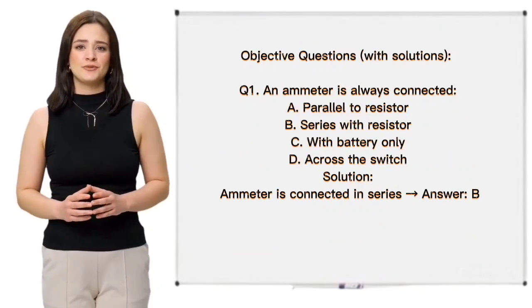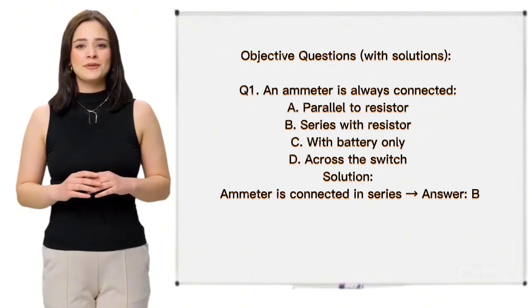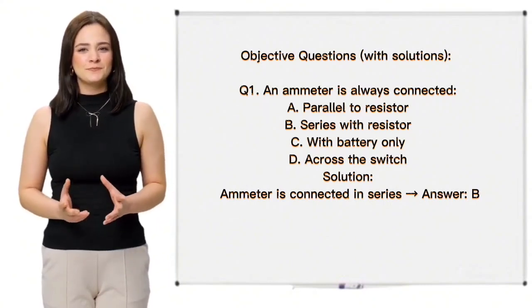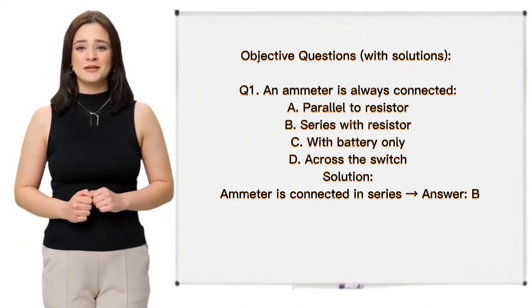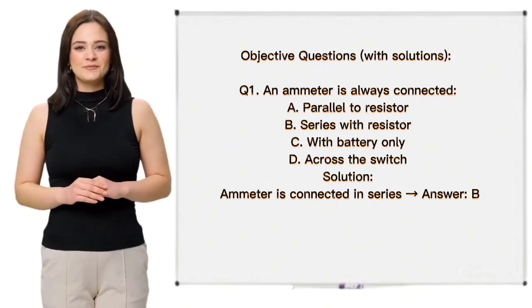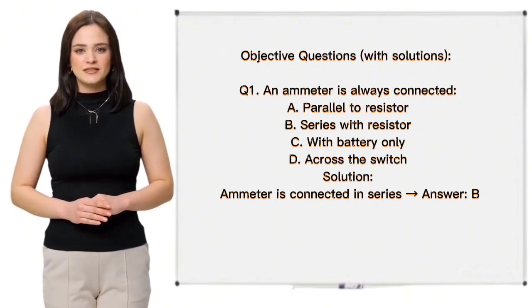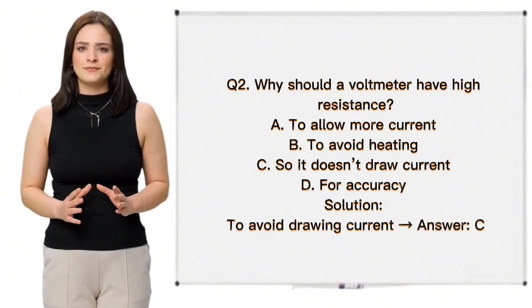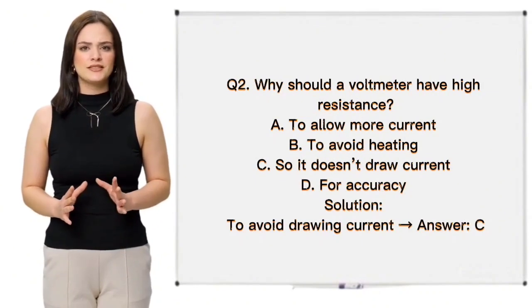Objective questions with solutions. Q1. An ammeter is always connected: A. Parallel to resistor. B. Series with resistor. C. With battery only. D. Across the switch. Solution: ammeter is connected in series. Answer B. Q2. Why should a voltmeter have high resistance?